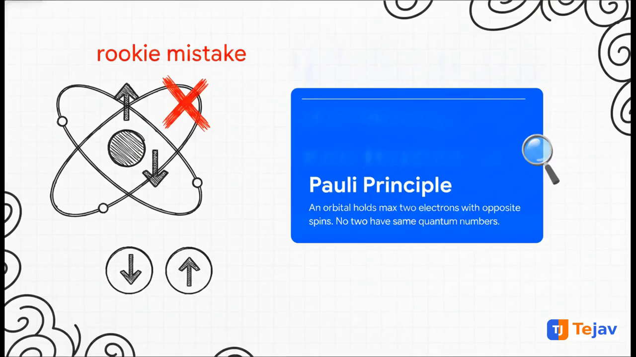Rule number 2 is the Pauli exclusion principle. In practical terms, this means a single orbital can hold a maximum of 2 electrons. But, and this is a big but, they absolutely must have opposite spins. We represent this with an up arrow and a down arrow. Listen to me. Never ever put 2 upward arrows in the same orbital. It is a classic rookie mistake, and examiners love trying to catch you on it.